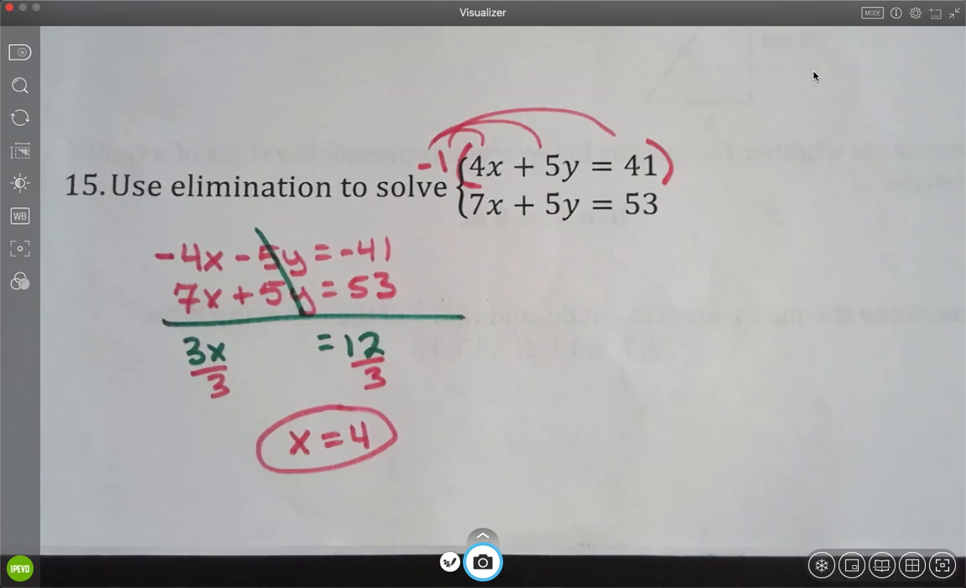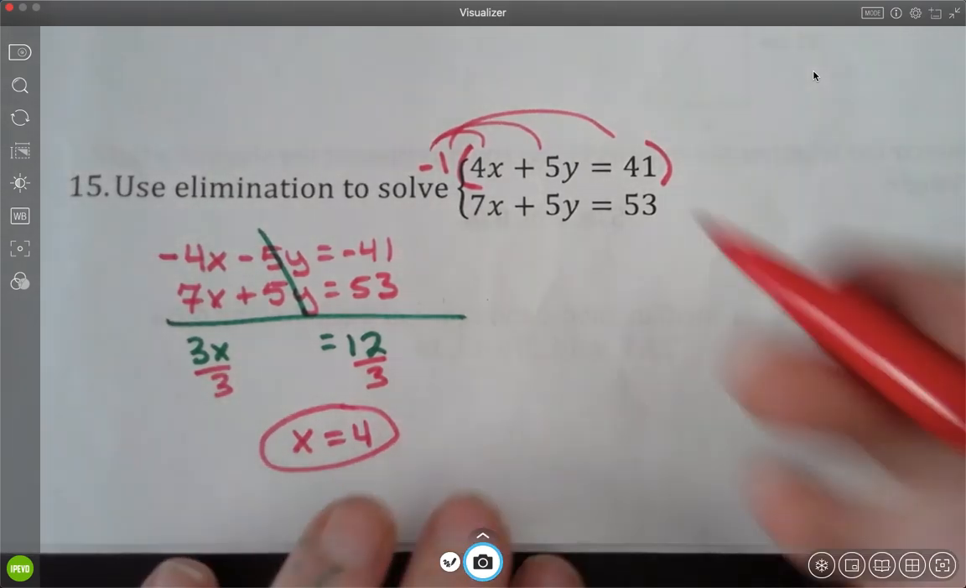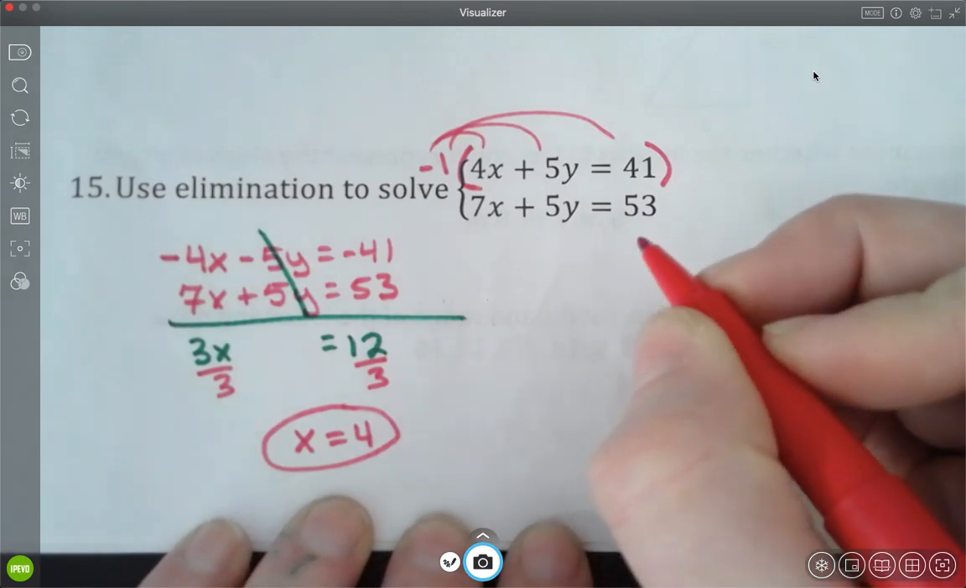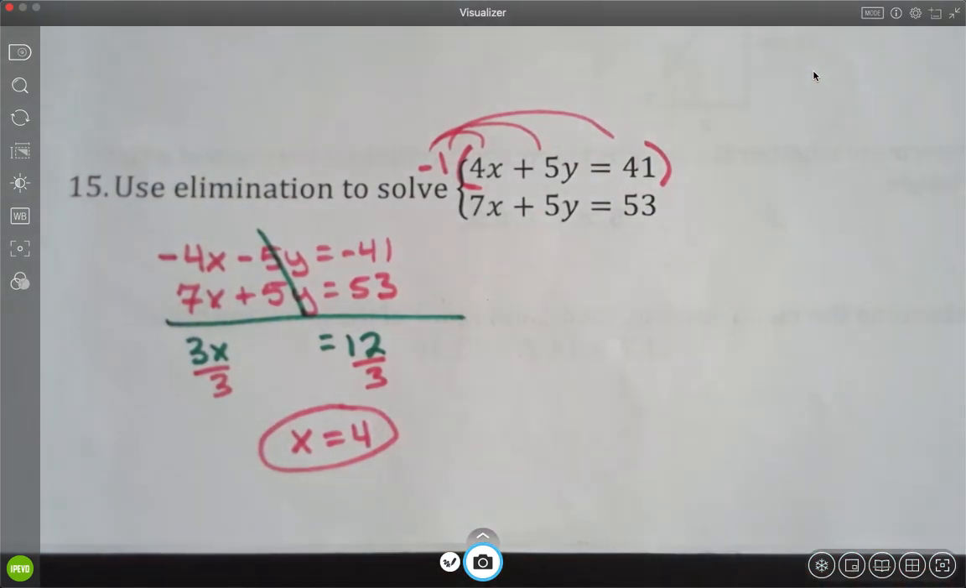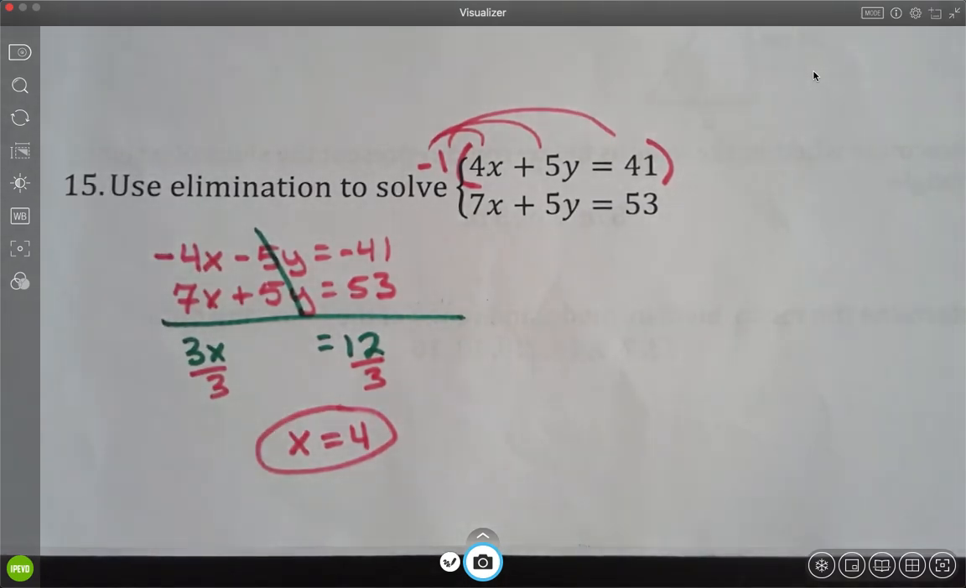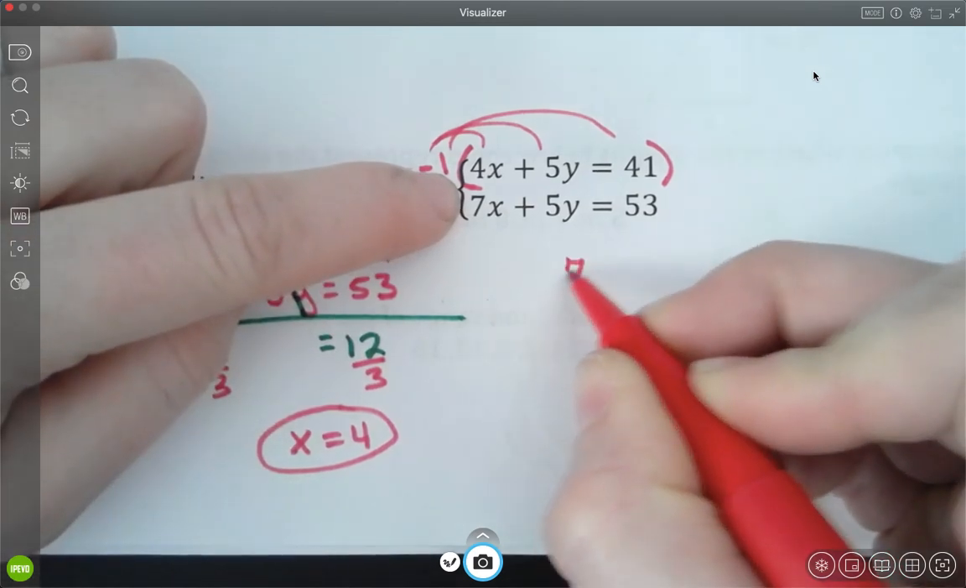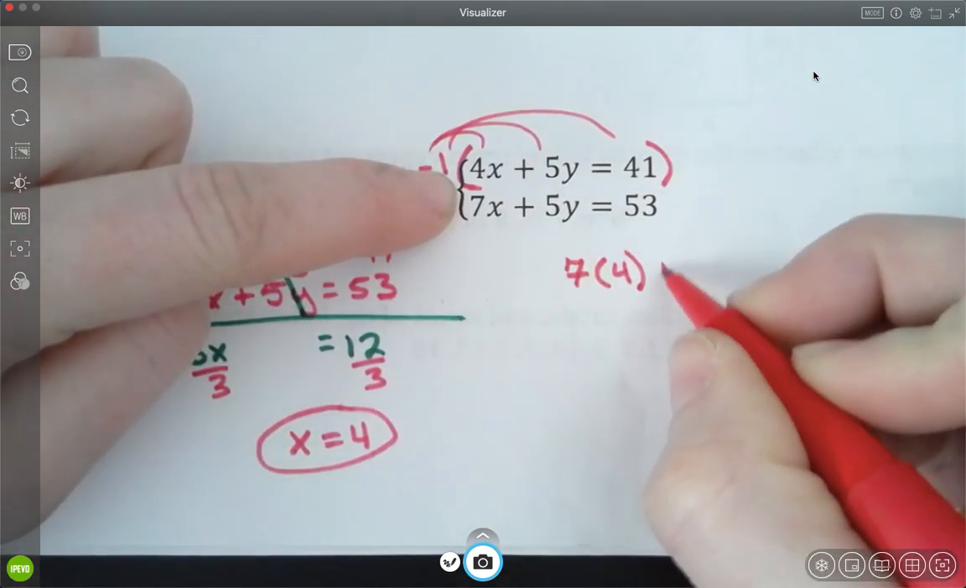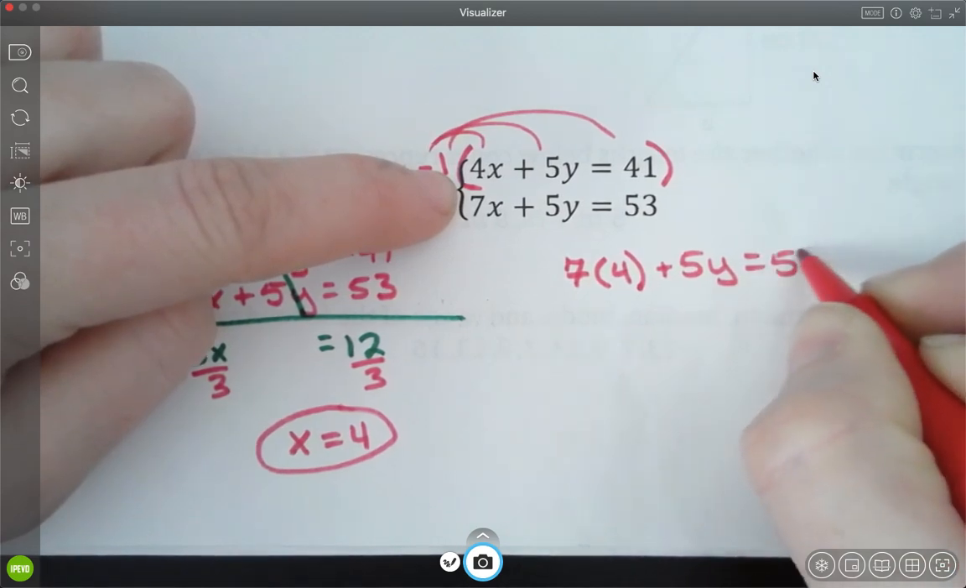I wish. Then we have to plug that back in. Where do you want to plug it in? The bottom one? Does it matter? No, you can plug it into the top or the bottom. Mallory asks if it matters whether you plug it back into the original or into the one that you multiplied by the negative. You can plug it into any one of them. You can plug it into the original 4x plus 5y, into 7x plus 5y, or into -4x minus 5y. You can plug it into any one of those three and it will work. So we'll do the bottom one. 7 times 4 is going in for x, plus 5y equals 53.